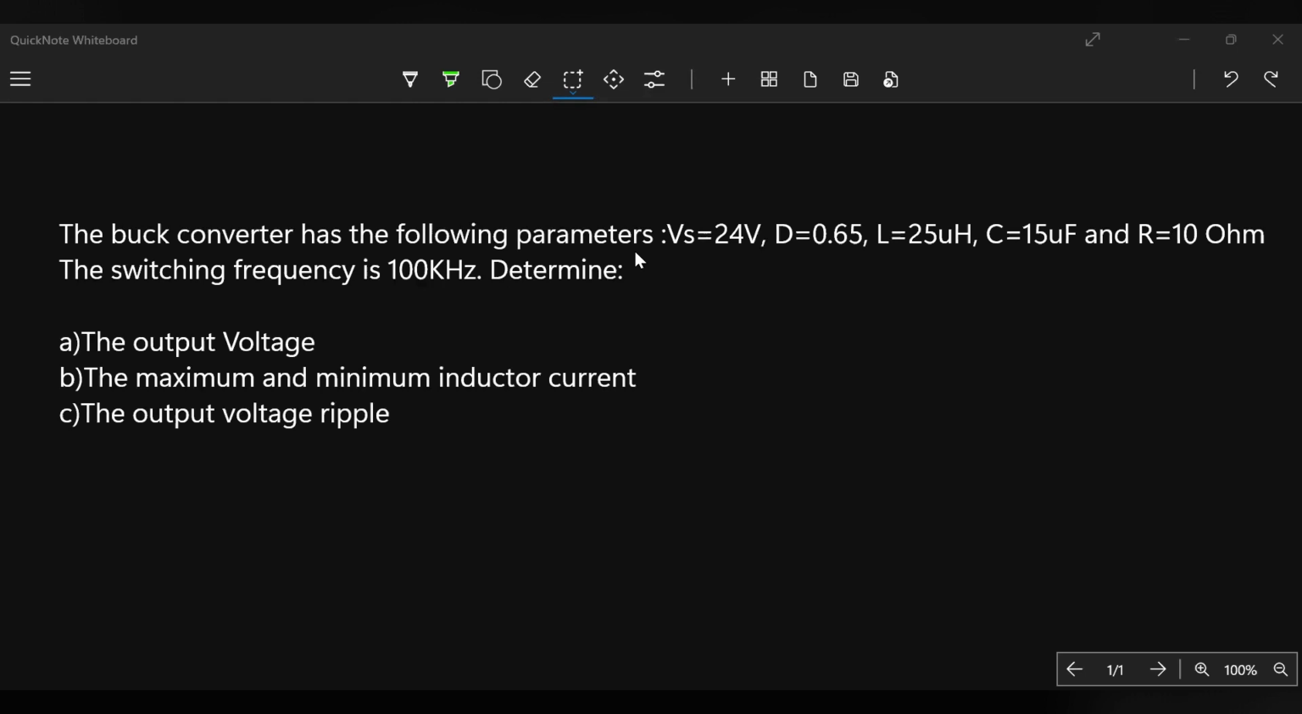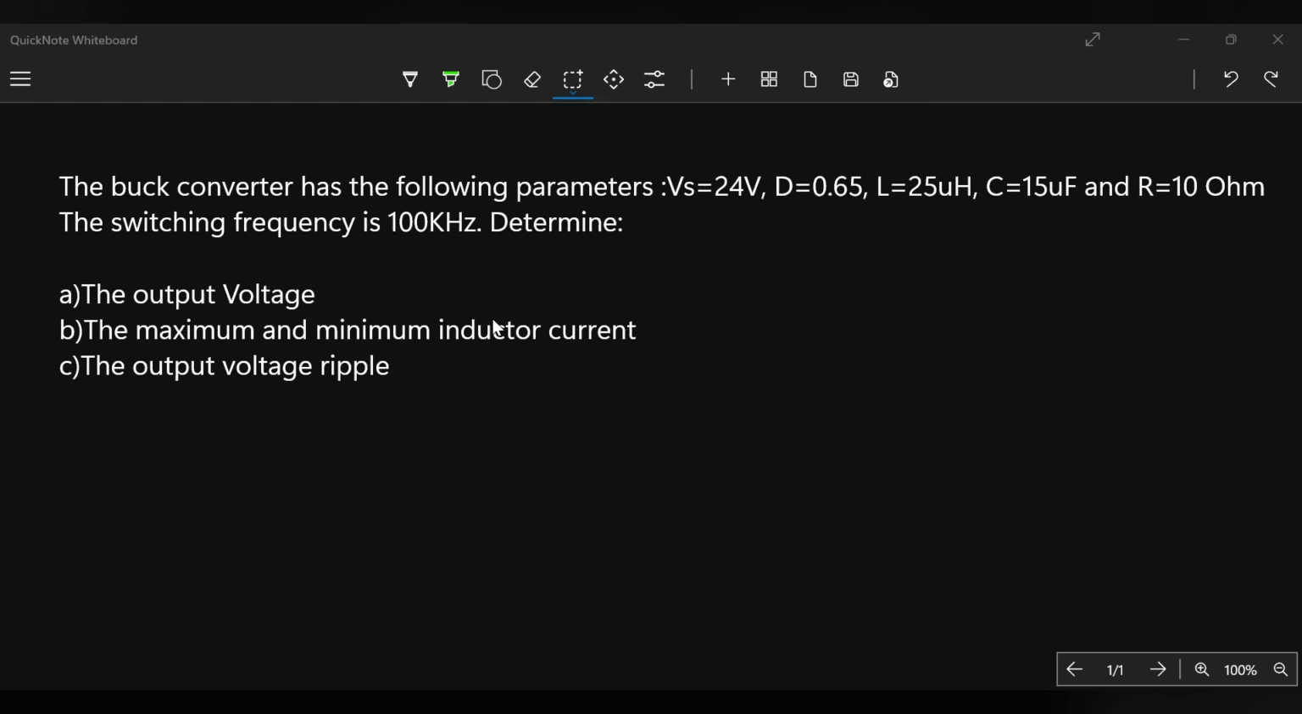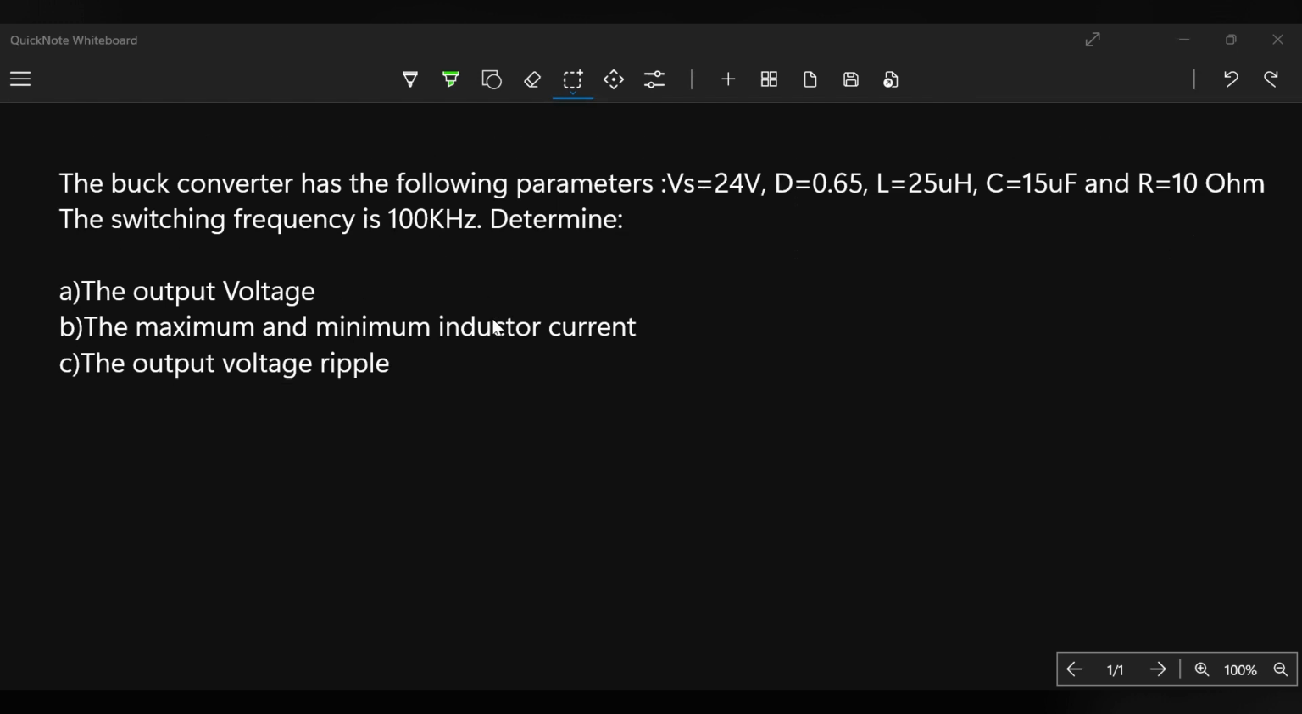We are also given the inductor, which is in microhenry, and we're given the capacitance as well as the resistance, and also the switching frequency, which is 100 kilohertz. Let me just draw the circuit for the buck converter.